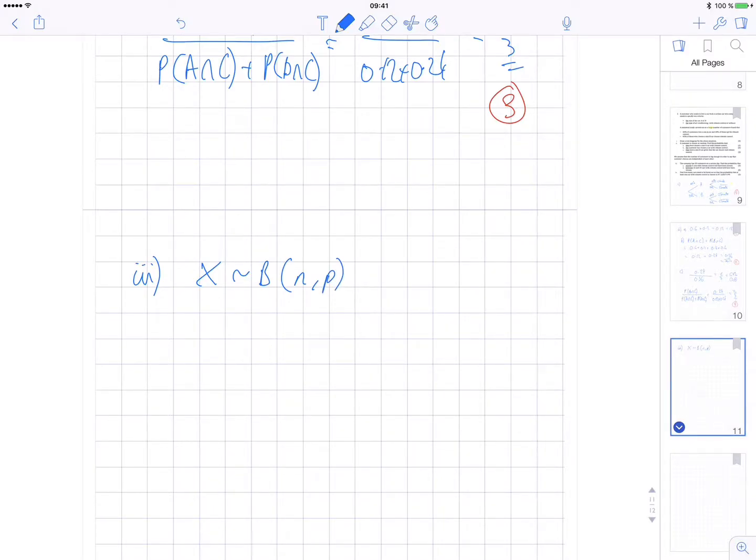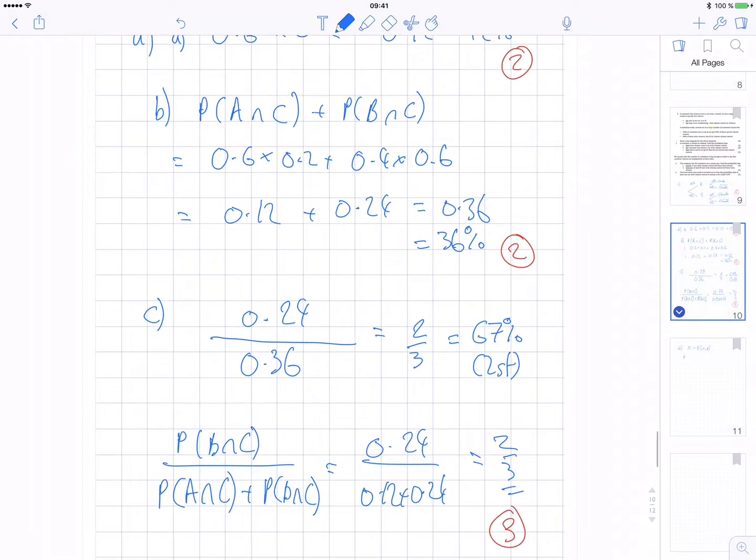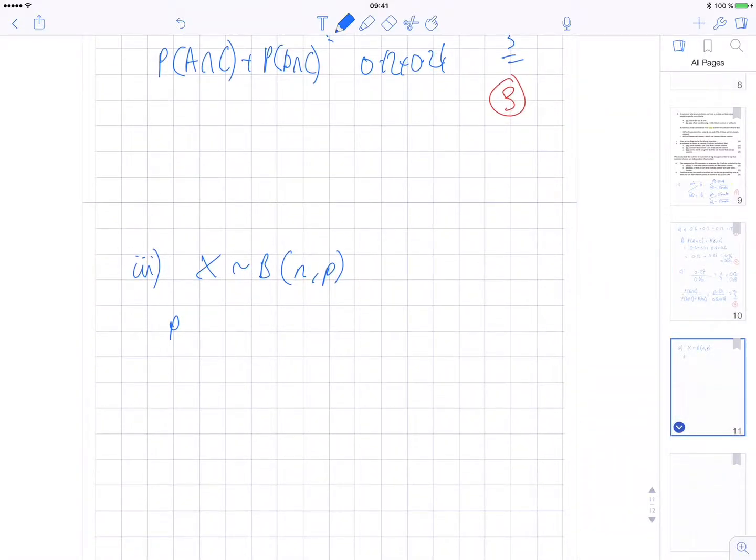The company has 50 customers on a certain day. So we have 50 customers on a certain day. Find the probability that exactly 5 cars with climate control will have been chosen. So the probability of a car with climate control is what we have in part 2 part B. Part 2 part B is 0.36.